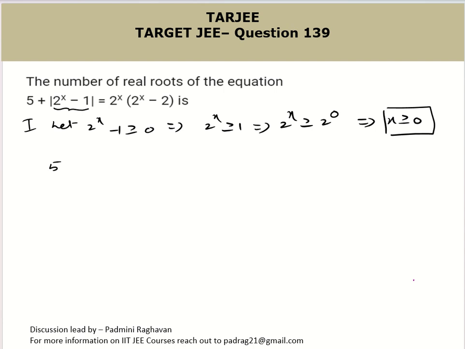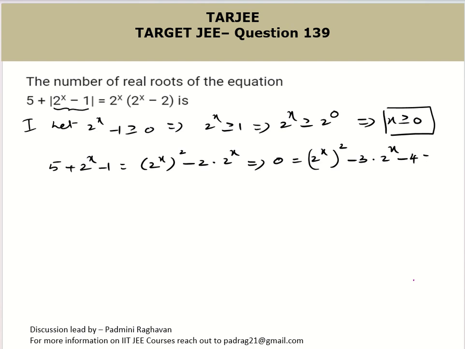So remove the modulus and take the expression as it is, and open the bracket on the right hand side. We get (2^x)^2 - 2 × 2^x. Bring all terms to one side. This gives us 0 = (2^x)^2 - 3 × 2^x - 4. So, minus 4 equals 0. You can substitute y = 2^x.